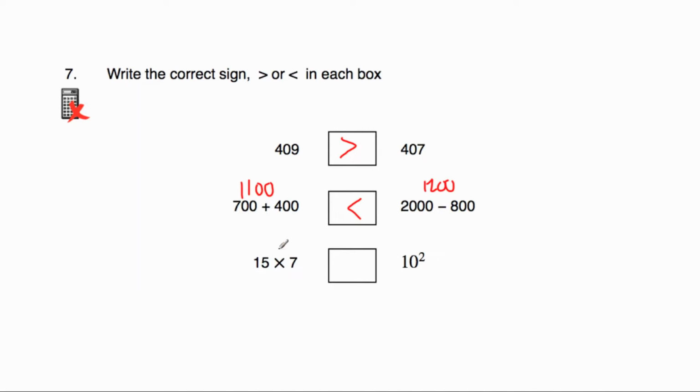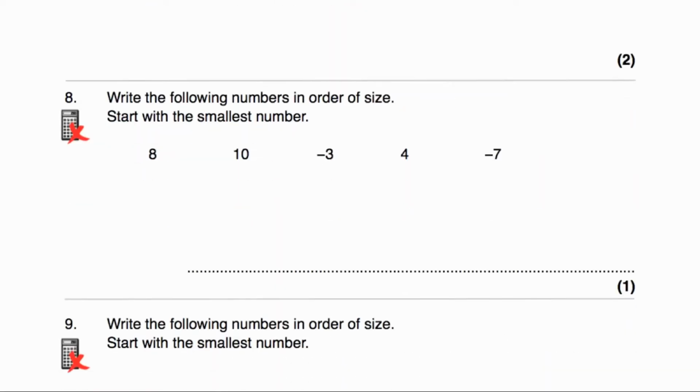And finally, we've got 15 times 7, so 15 multiplied by 7. 7 times 5 is 35. Put this 5 down, carry the 3. 7 times 1 is 7, plus 3 is 10. So that's 105. 10 squared is 10 times 10, which is equal to 100. And 105 is bigger than 100, so it will be that way around. So 15 multiplied by 7 is bigger than 10 squared. 105 is bigger than 100. And that's it.